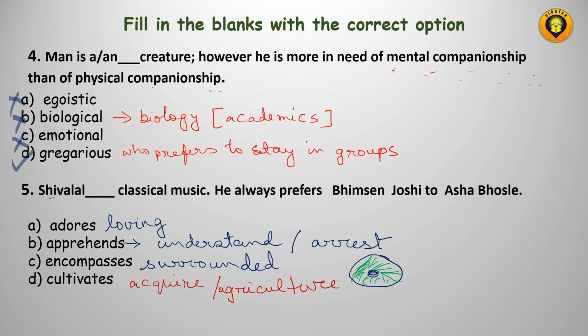Now, which one to choose in this context? If I say Shivlal apprehends or understands classical music, he always prefers Bhimsen Joshi to Asha Bhosle, will it really make any sense? He understands classical music, that's fine. But a person makes a choice. He prefers one person to another person. So when a person is making a specific choice, he definitely adores classical music. Our answer would be adores. So sometimes logically we also have to think.